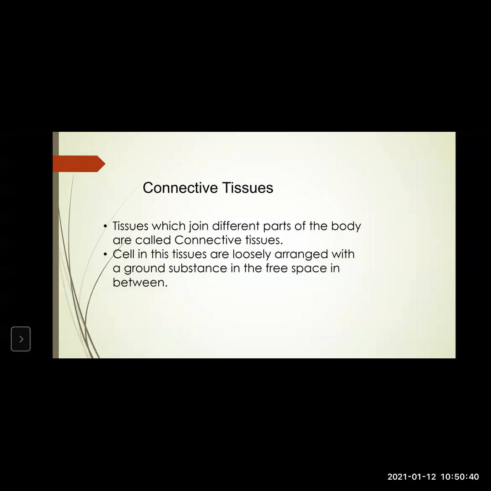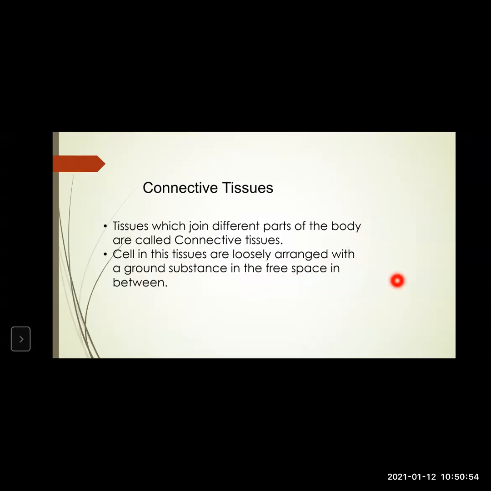In this class, we are basically going to discuss different types of connective tissues. Now, what are these connective tissues? Tissues which join different parts of the body are called connective tissue. Remember, its function is joining or connecting one part to another part. Hence, it is known as connective tissue. Cells in these tissues are loosely arranged with a ground substance in the free space.